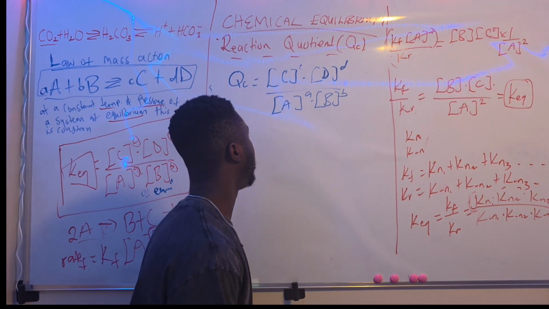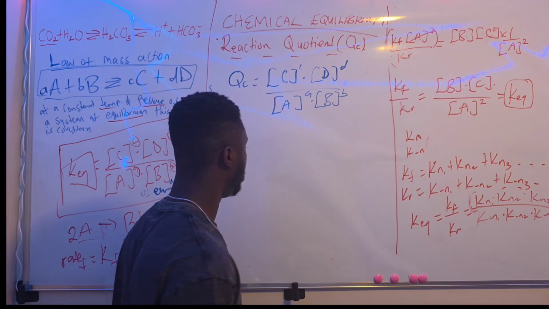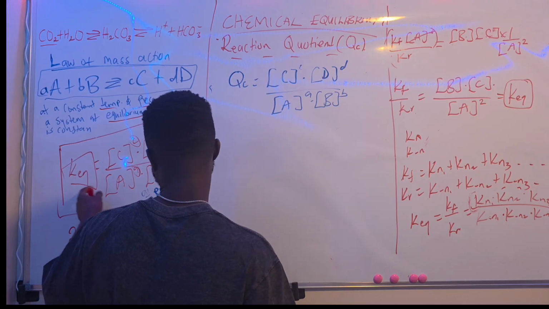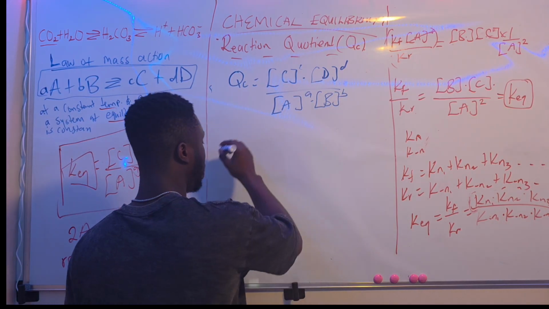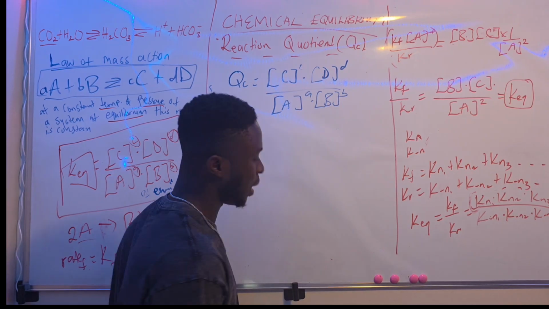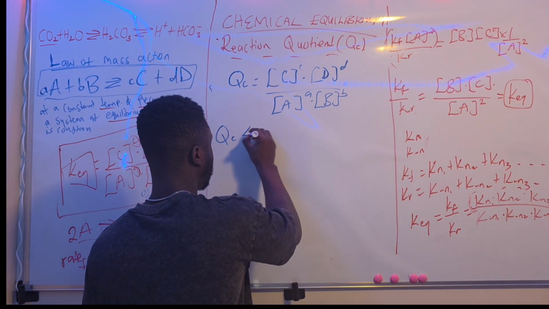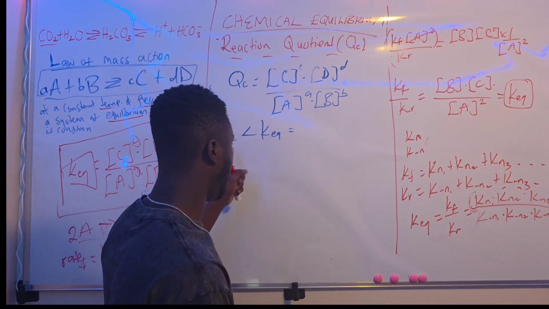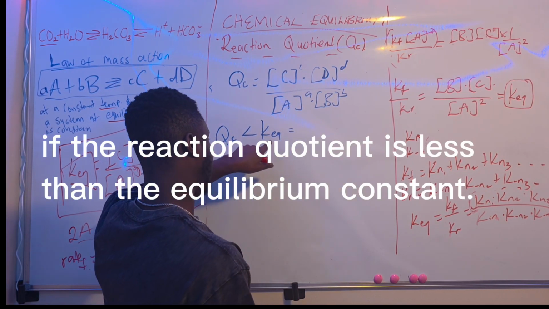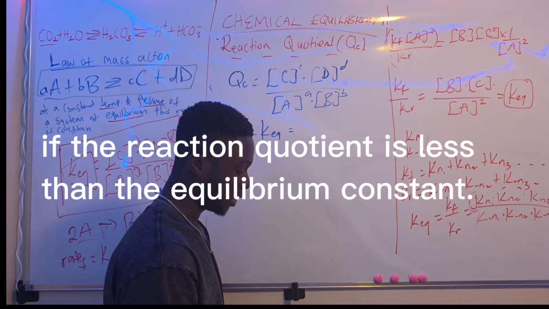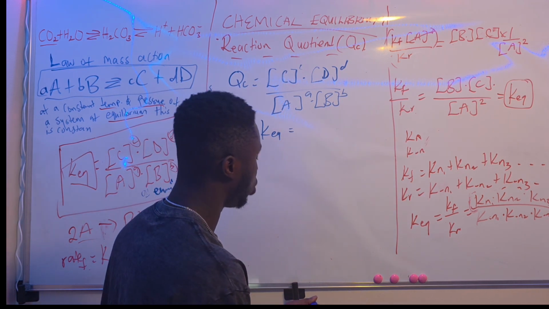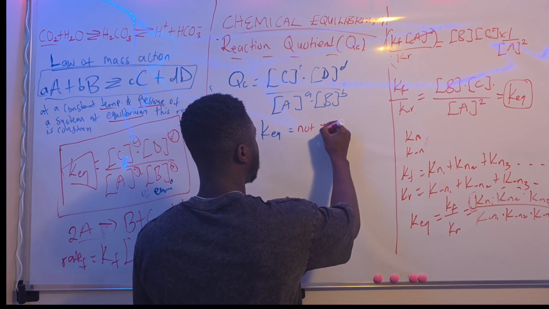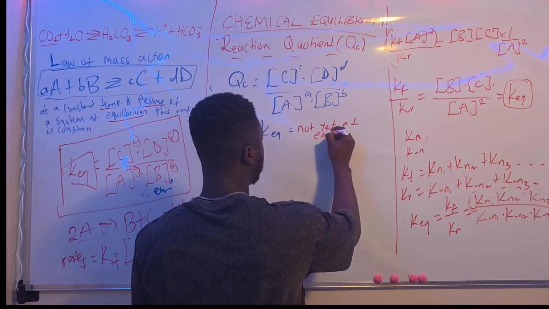Now, once you do calculate a reaction quotient, there are a few things that you have to know, because the reaction quotient is compared to the equilibrium constant. So let's say you calculate the reaction quotient, and you find that the QC is less than the equilibrium constant. If the QC is less, we know that the reaction is not yet at equilibrium. It hasn't gotten to the equilibrium point yet.